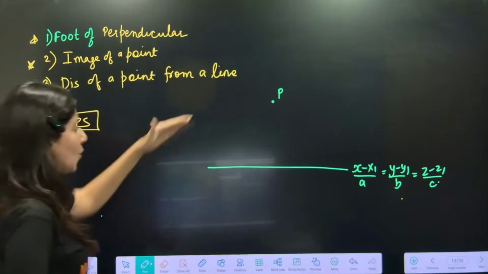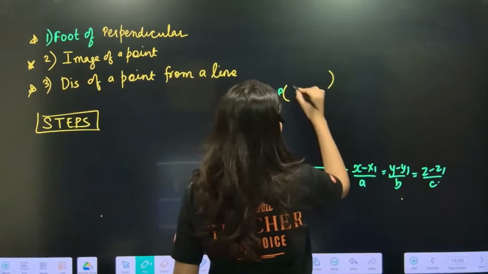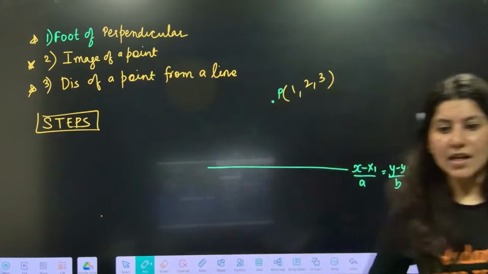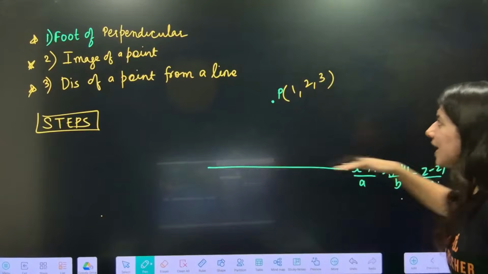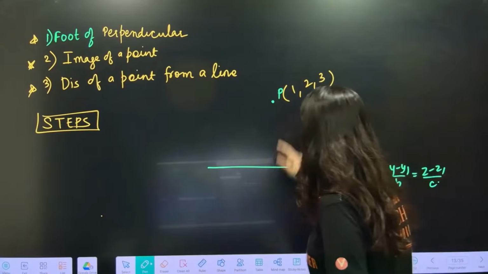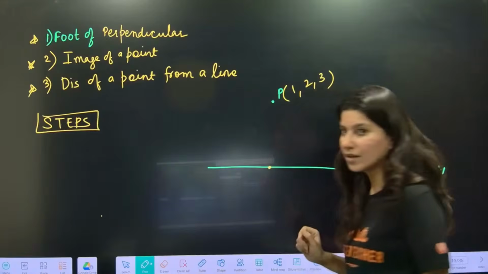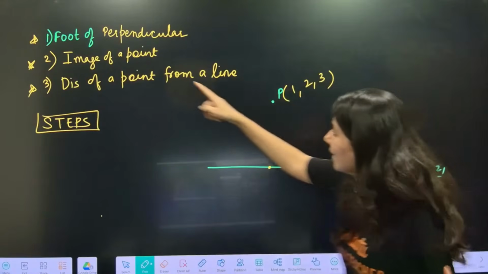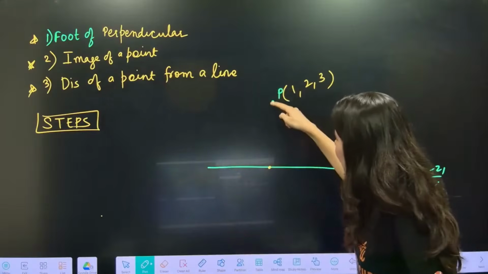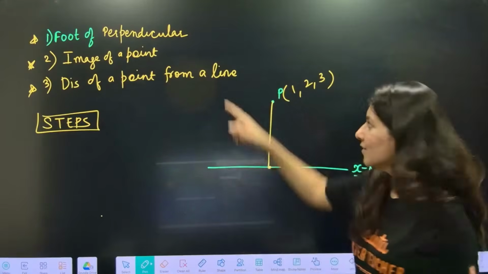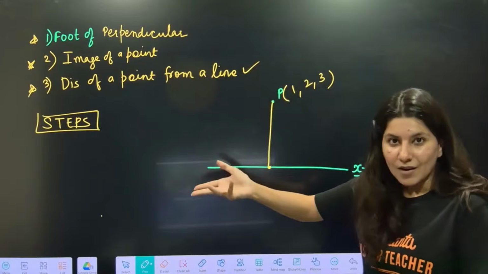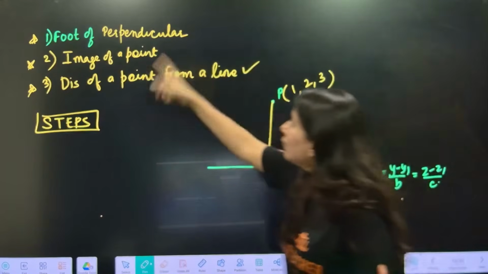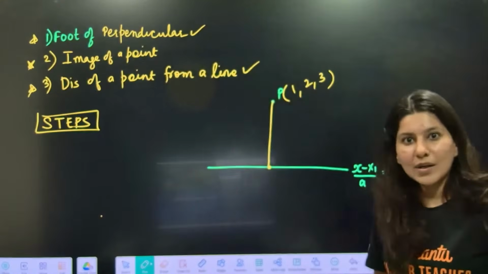Point P is given to you, say (1, 2, 3). Now point P is given and a line is given. All you have to calculate is the foot of perpendicular. If you are able to calculate the foot of perpendicular, then the distance of a point from a line can also be calculated. So this is also done. One concept and two things will be sorted.